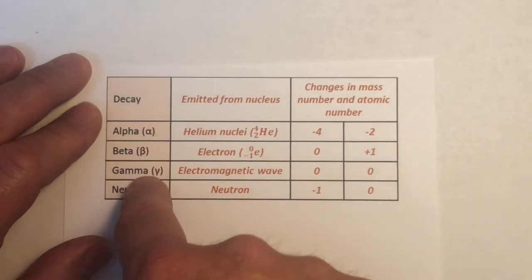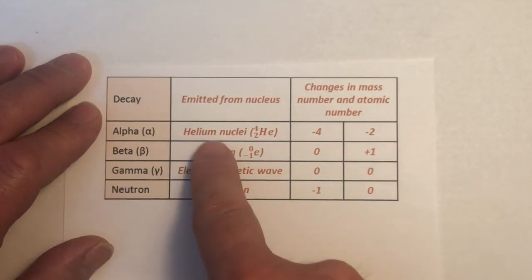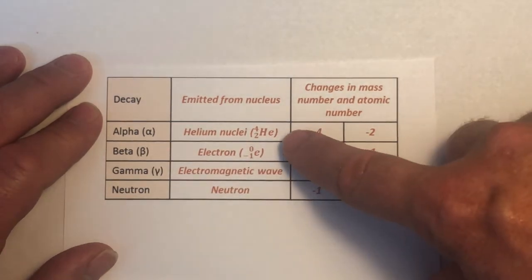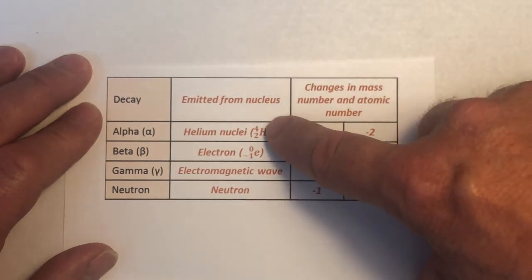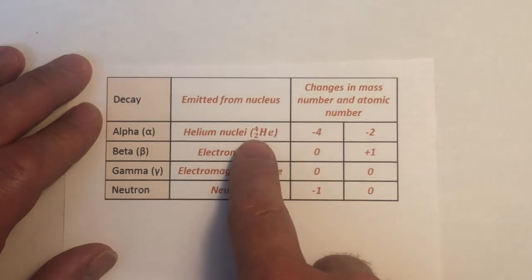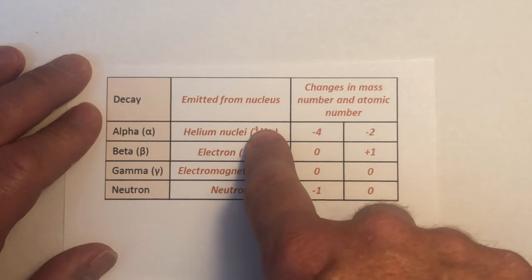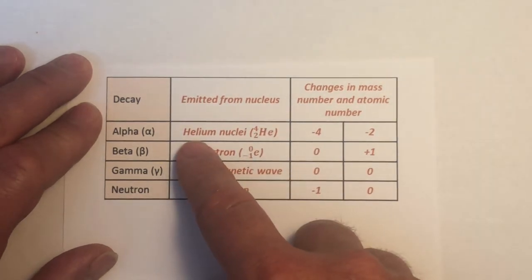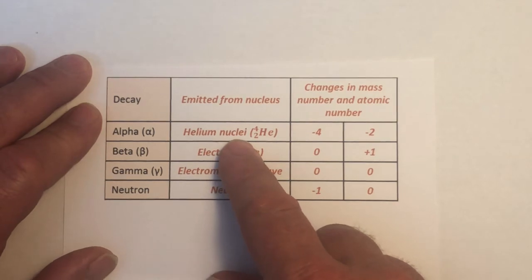Now, for these 3, you've got alpha, which is a helium nucleus. From the numbers we've talked about previously, helium is 4, 2. That means it has 2 protons and 2 neutrons. But the key to it is the fact that it's a helium nucleus, which means it has no electrons at all.